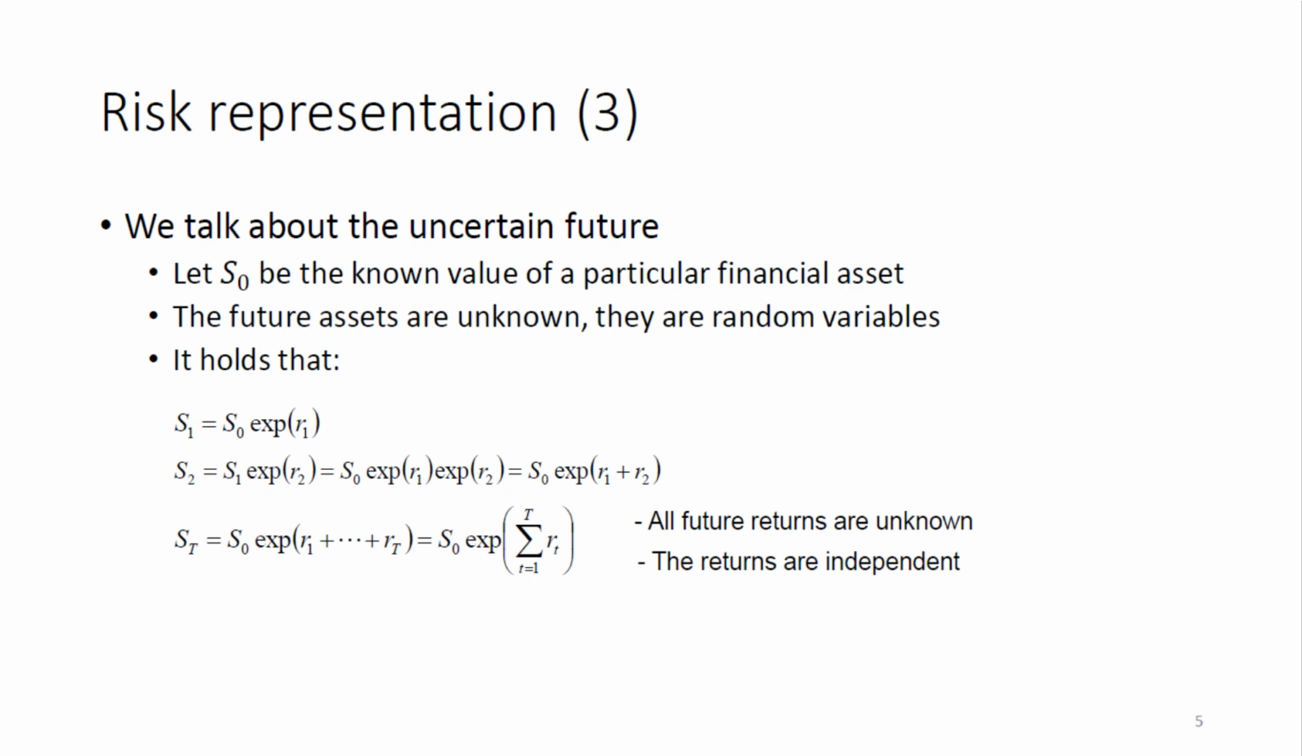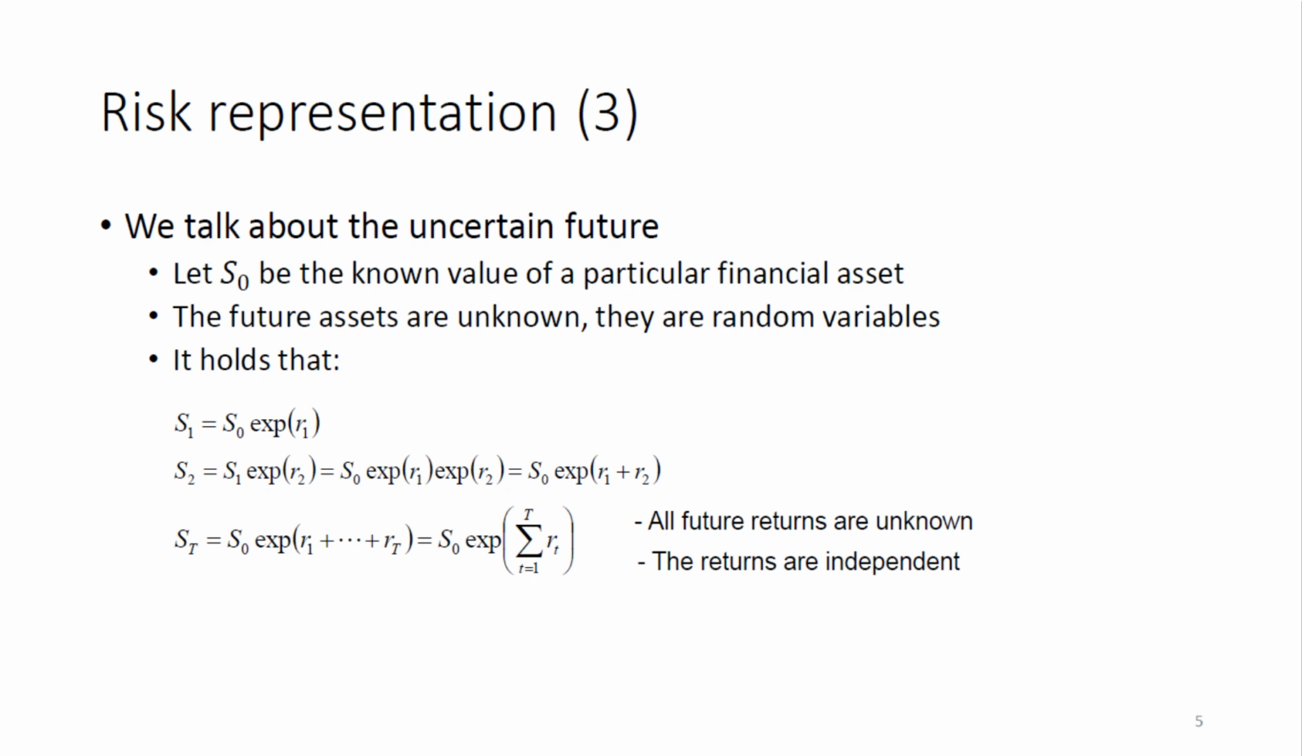S2 is the unknown value of the stock price at time 2. To determine that, I take the stock price at time 1 and multiply it with the exponent of the return from time 1 to time 2, so that's R2. What I could do then is use the upper formula for S1 and substitute it in this formula for S2. Then I get that S2 is equal to the original price S0 times the exponent of R1 times the exponent of R2. And there is a nice property when you multiply exponents: you can simply add up the returns R1 plus R2 and put them within the exponent.